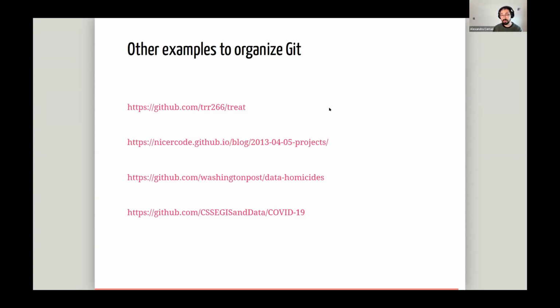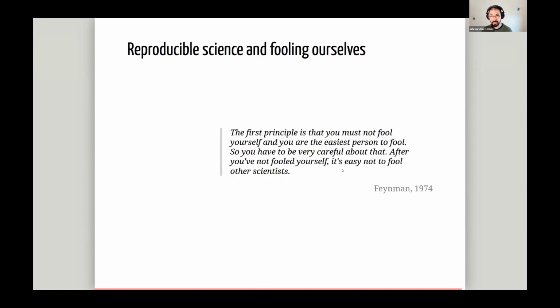Then if you want to learn a little more about how to organize your GitHub repository, you can have a look at these links. There are different ways people have gone about organizing their work. Again, there's no perfect way to do it. Just find something that makes sense to you and try to be consistent. And before we go to the break and the practical part, I have this final quote from Feynman.